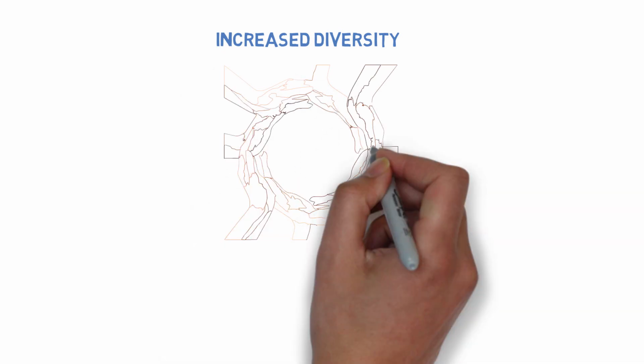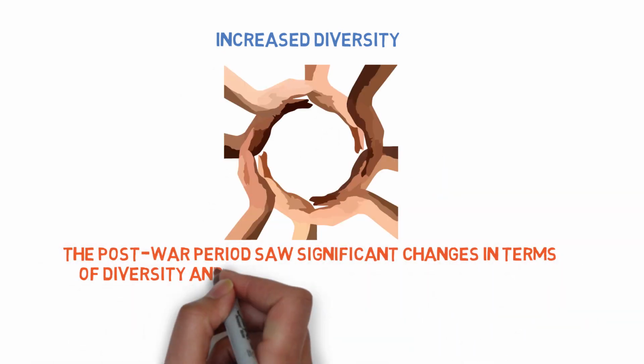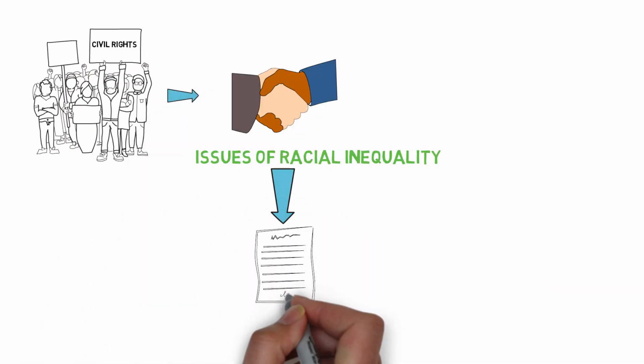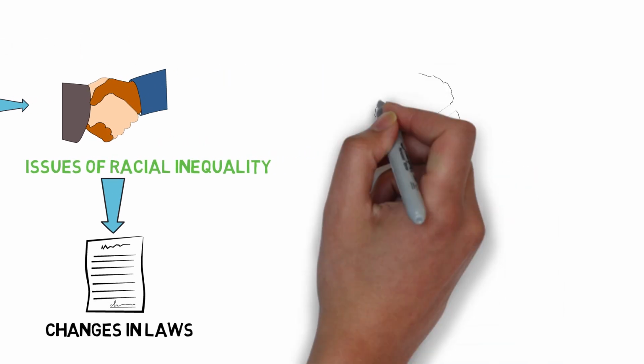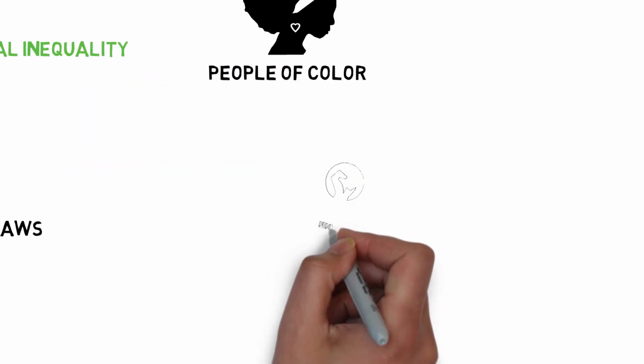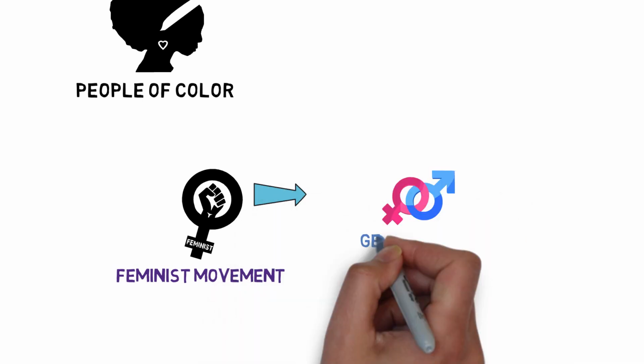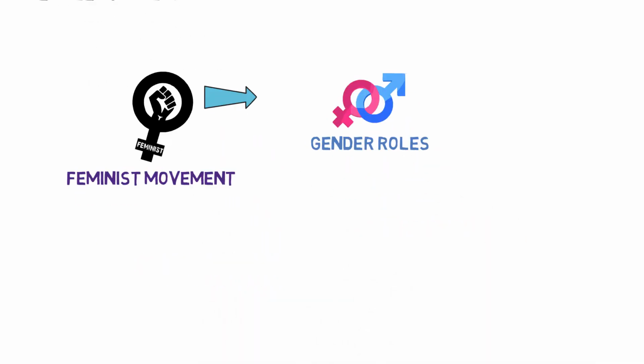Increased diversity. The post-war period saw significant changes in terms of diversity and inclusion in American culture. The Civil Rights Movement brought attention to issues of racial inequality, leading to changes in laws and attitudes towards people of color. The feminist movement also gained momentum during this time, leading to changes in gender roles and expectations.